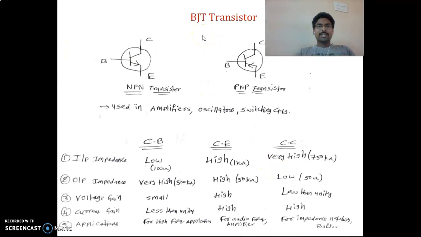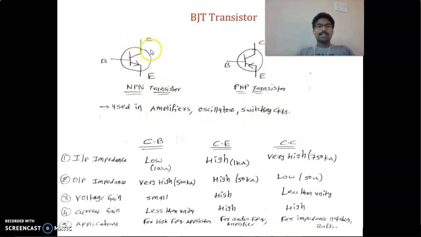Next, we will see the BJT transistor. Two types of transistors are there, NPN transistor and PNP transistor. Here the emitter current is flowing towards the N element. So the collector is N here, the emitter is N here, the base is P here. It is used in amplifiers, oscillators and switching circuits.